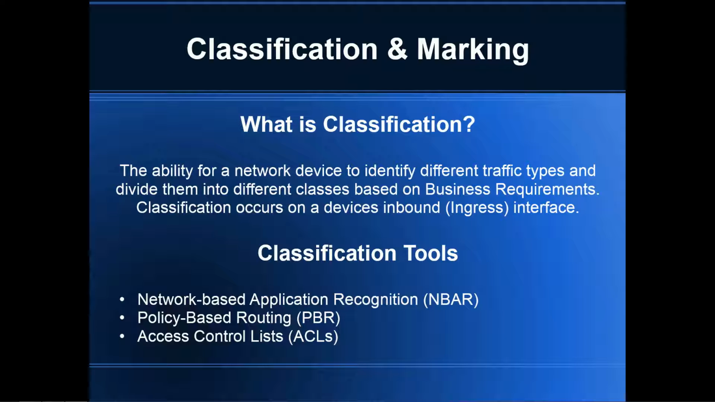Classification in terms of QoS specifically is the ability for a network device to identify different traffic types and divide them into different classes based on business requirements. Normally it is classified on the inbound or ingress interface. That way the router can prioritize it as it comes into it. That's just a small portion of our classification.